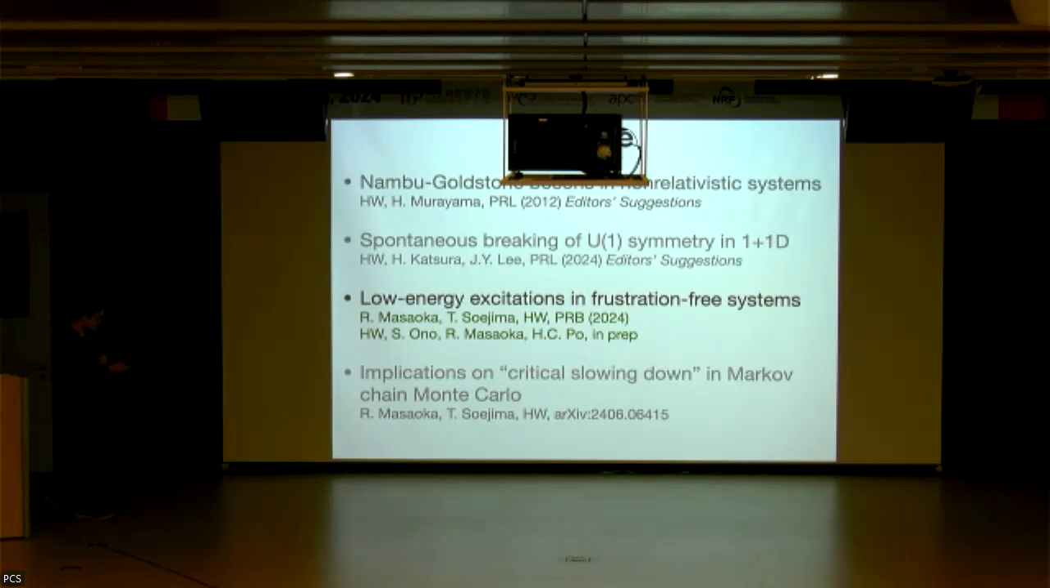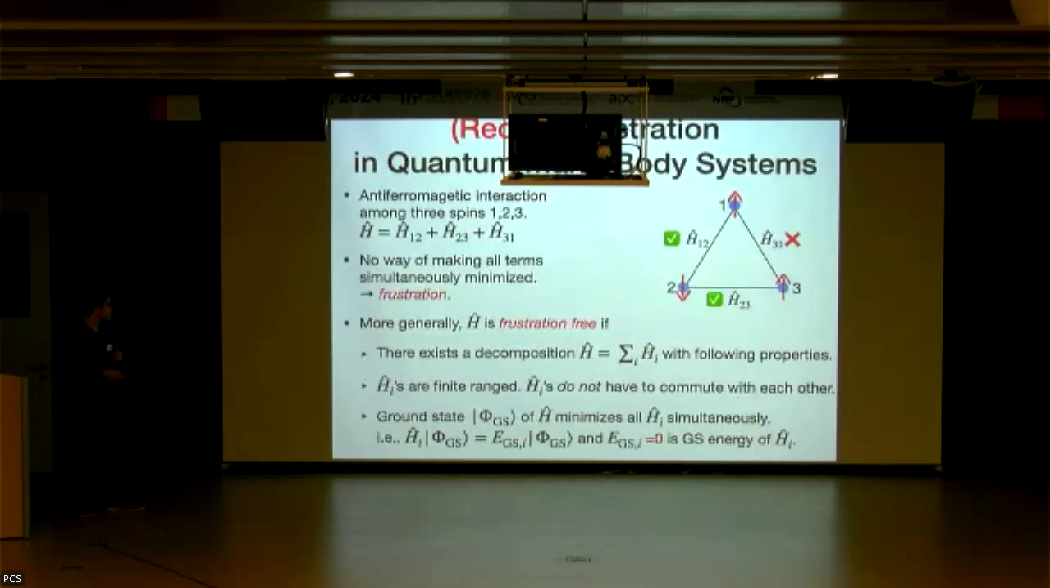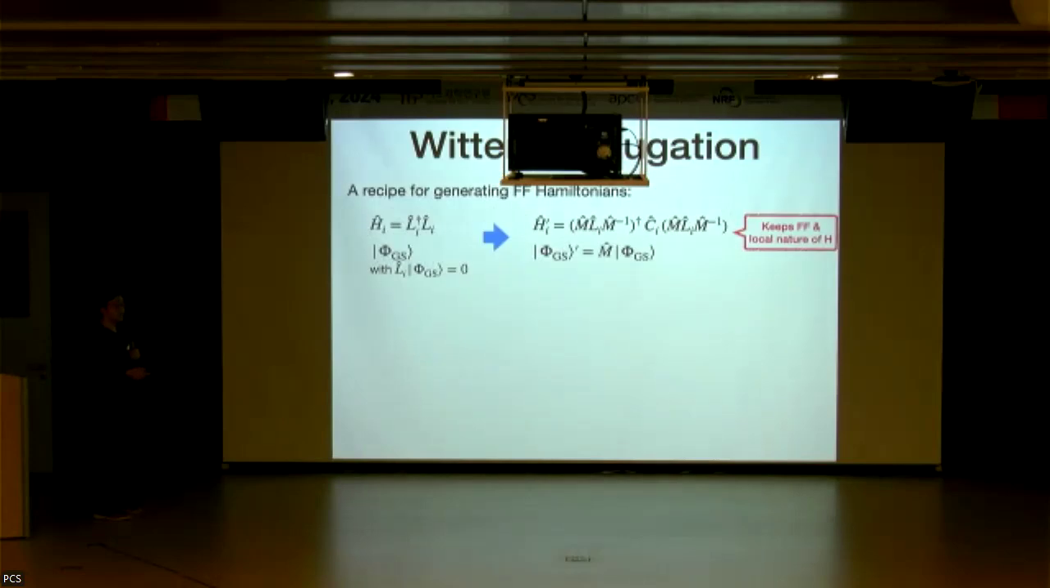Okay, good. So now I'm trying to explain what I've been working on in general for frustration-free systems. Again, this is a recap of the definition. What is important is that in frustration-free systems, the ground state of the Hamiltonian minimizes all terms of the Hamiltonian simultaneously. And I set the ground state energy to be 0. Sometimes it is difficult to write down frustration-free Hamiltonians, but there's a general recipe to generate a frustration-free Hamiltonian from a simple model. That is called Witten conjugation.